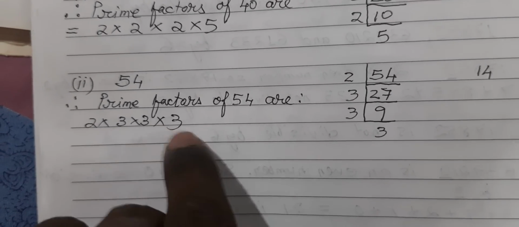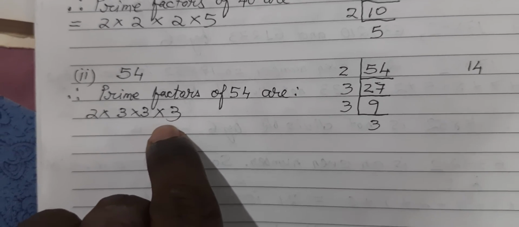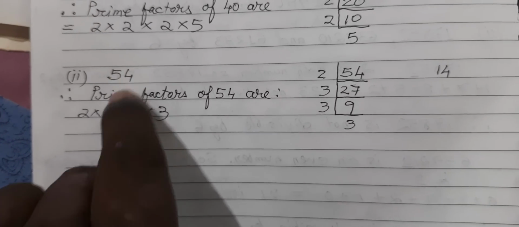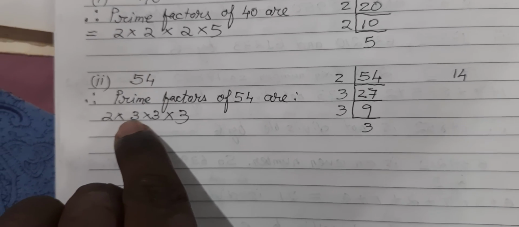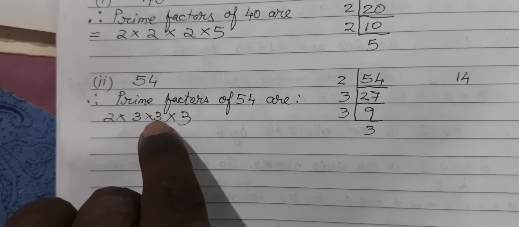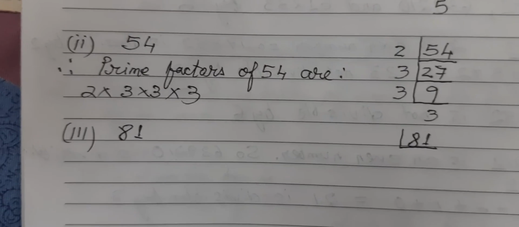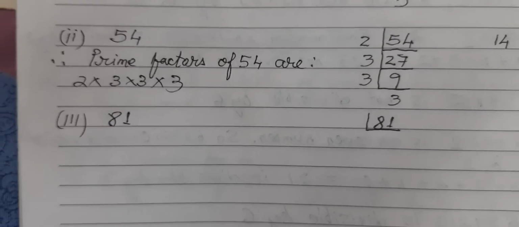All of them are prime numbers. That's why they are called prime factors. You can check the answer. Multiply these numbers, you will get back 54. 2 3s are 6. 6 3s are 18. 18 3s are 54. Next number you have is 81.